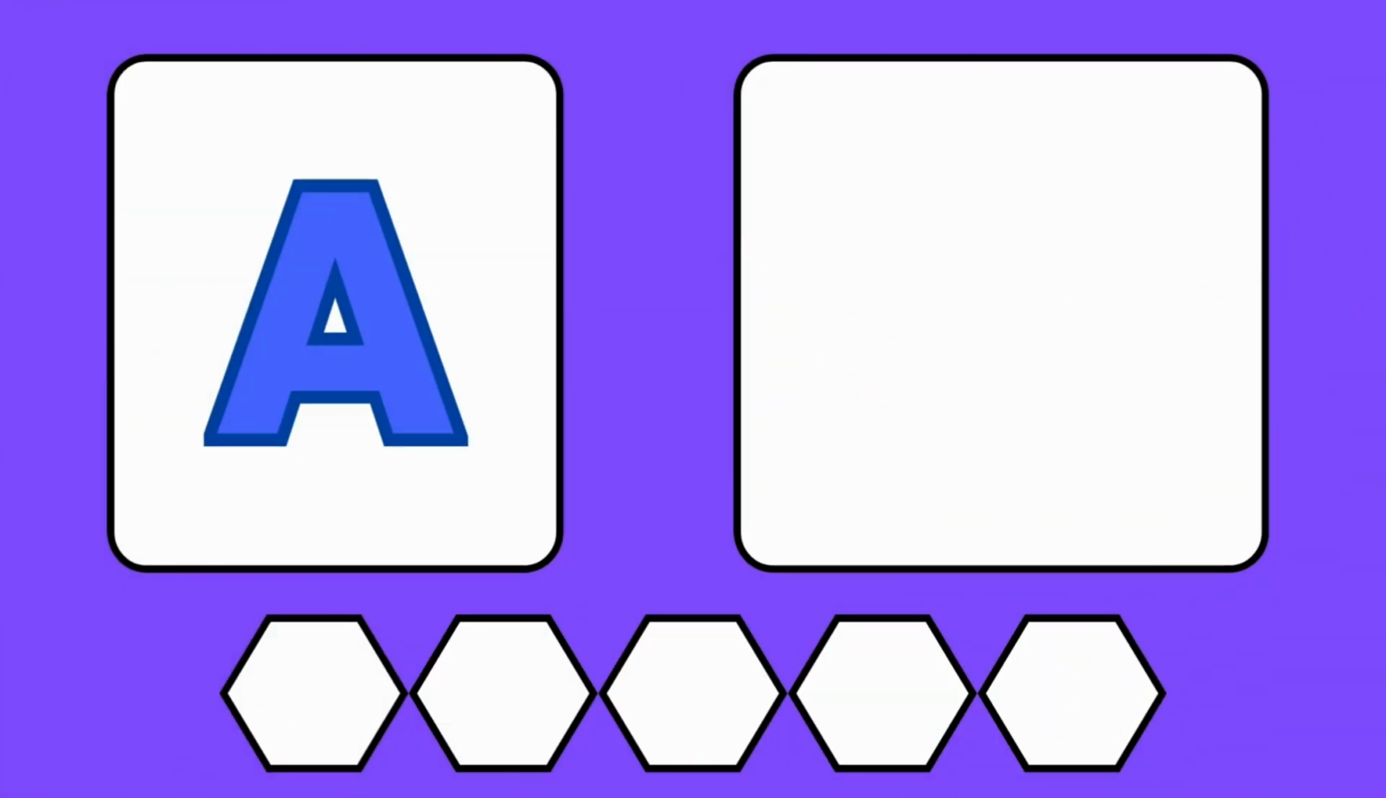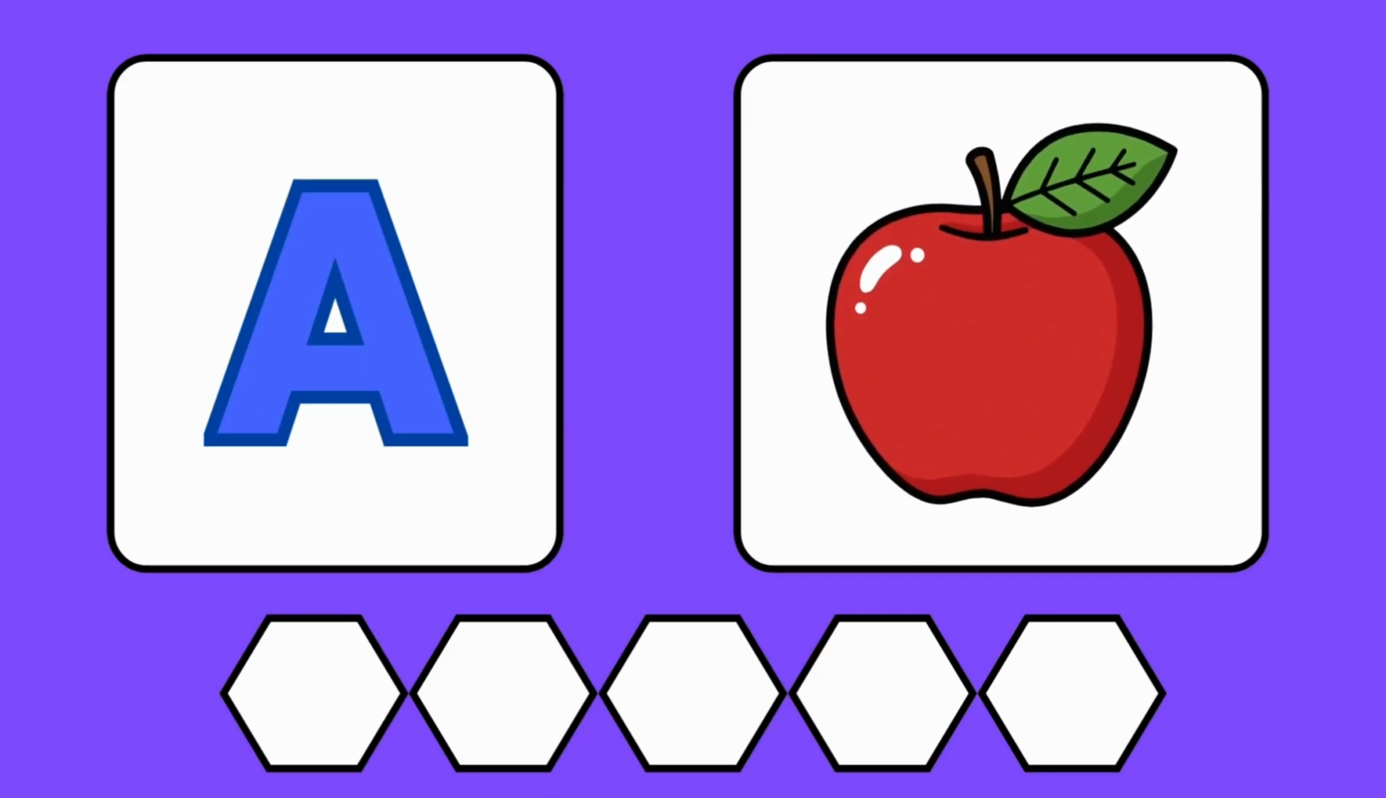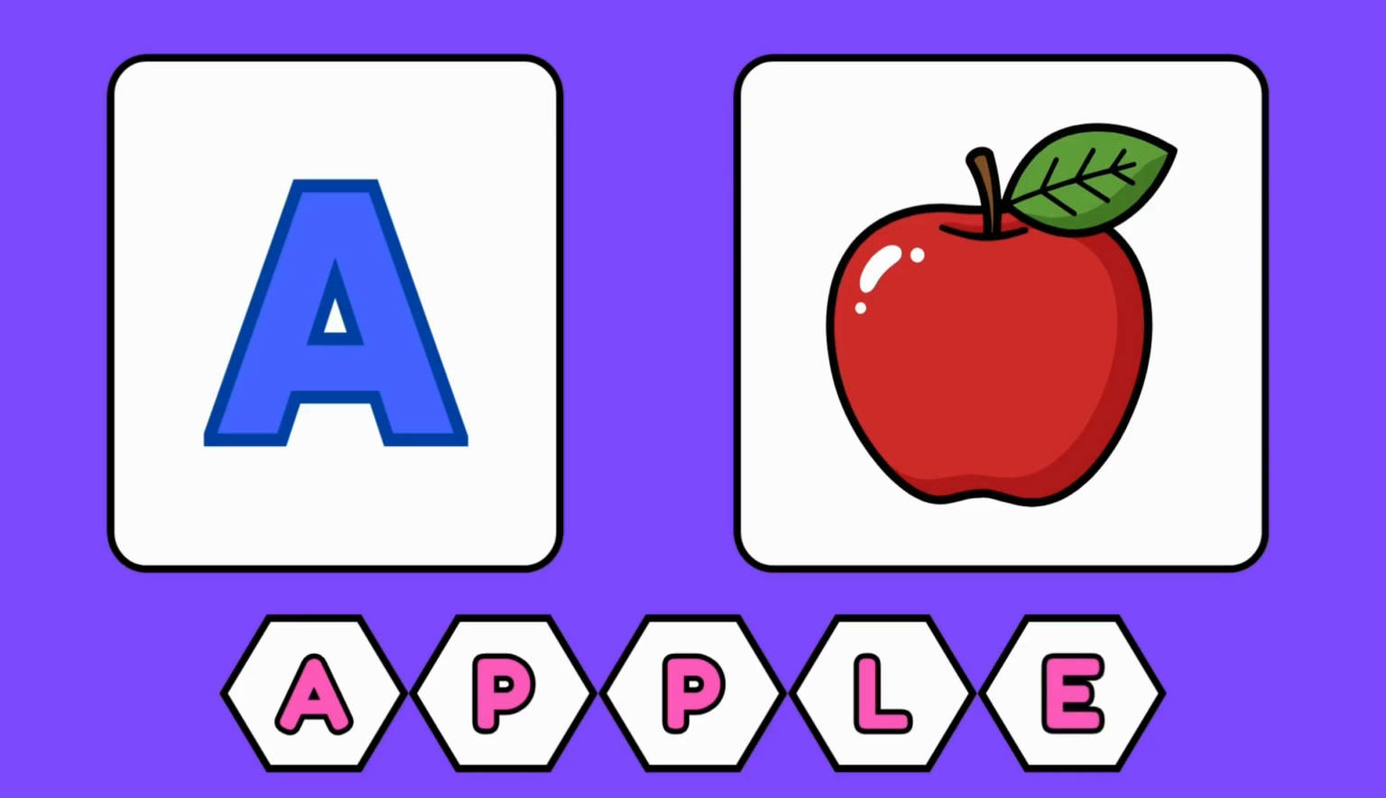A. A is for apple. Let's spell it. A. P. P. L. E. Apple.